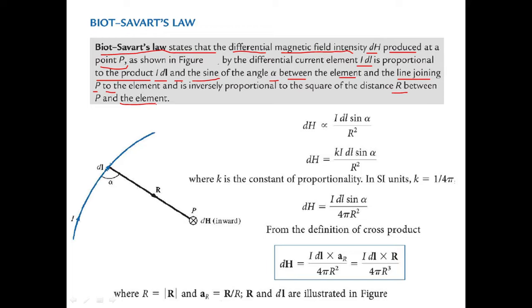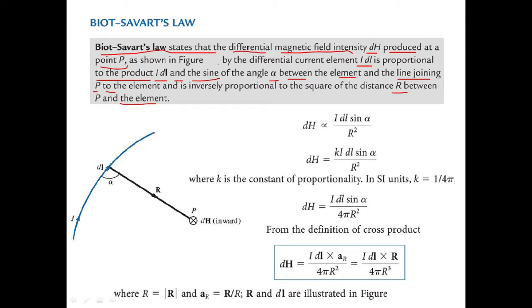Read the statement once more. Biot-Savart's law states that the differential magnetic field intensity dH produced at a point P, as shown in the figure, by the differential current element IDL is proportional to the product IDL and the sine of angle alpha between the element and the line joining P to the element, and is inversely proportional to the square of the distance r between P and the element. Now we'll understand the diagram.